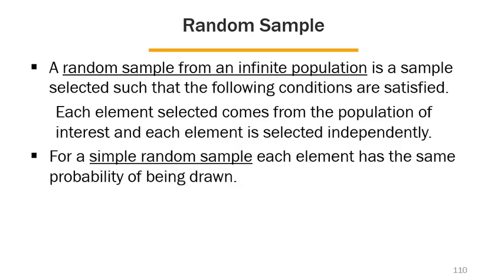To start off here, a random sample from an infinite population is a sample selected such that the following conditions are satisfied. Each element selected comes from the population of interest, and each element is selected independently. Then, for a simple random sample, each element has the same probability of being drawn. So no given element is any more likely than any other to be included in the sample.